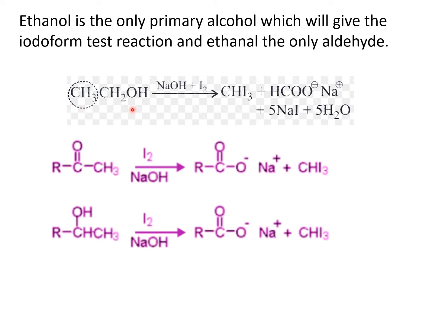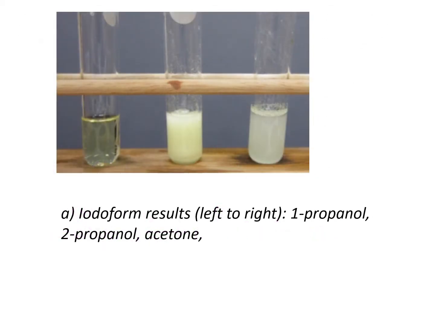This is ethyl alcohol, sodium hydroxide, and iodine in KI to form the yellow insoluble product, iodoform. So the test result: this is a negative result. This is the result for 1-propanol. This is the result for 2-propanol and for acetone.